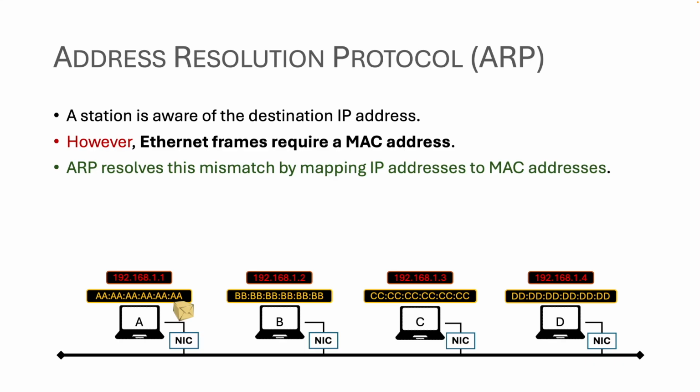In practice, when one device wants to send data to another device on the same network, it already knows the destination IP address. However, Ethernet frames require a MAC address. Thus, ARP is the mechanism that bridges that gap.